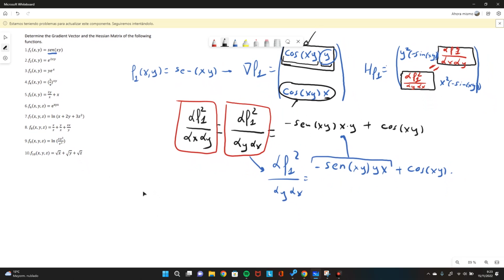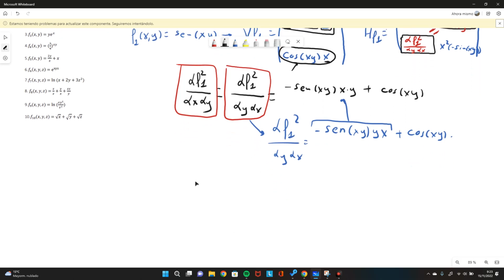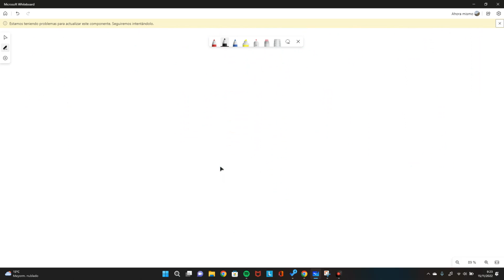Let's go with the second one. Second one is this f2. Now we have a little more space. This is just e to the power of 2xy, okay? And so the gradient of f2, remember the derivative of e to the power of something just remains like it is, but then you multiply it by the derivative of whatever is inside in the exponent. So this is pretty much what you have to do here.